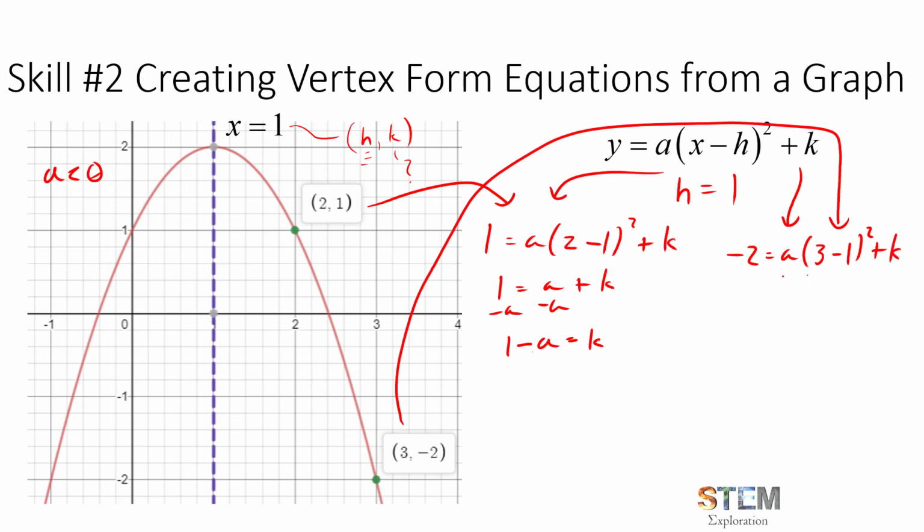Now, you might be thinking, why am I doing this? What's the idea here? And really what we're doing is we're applying some of the same knowledge that we've used from like 3 variable systems: just plug each piece of information into the equation individually, and as a result, what you hope to get is a situation where you can say negative 2 is equal to a times 3 minus 1 is 2, 2 squared is 4, plus k. Let's go and subtract 4a from both sides, and we'll get negative 2 minus 4a is equal to k.